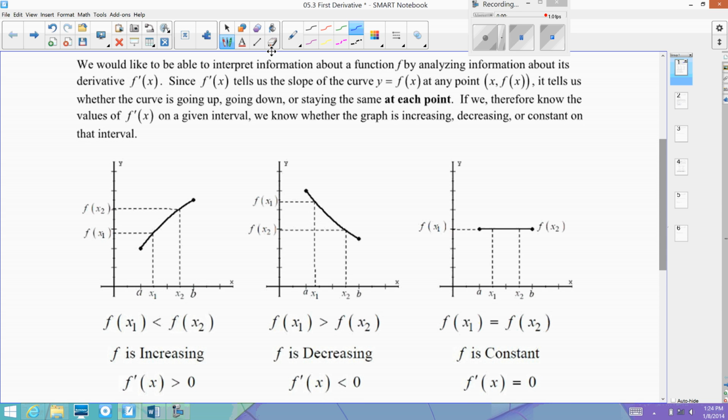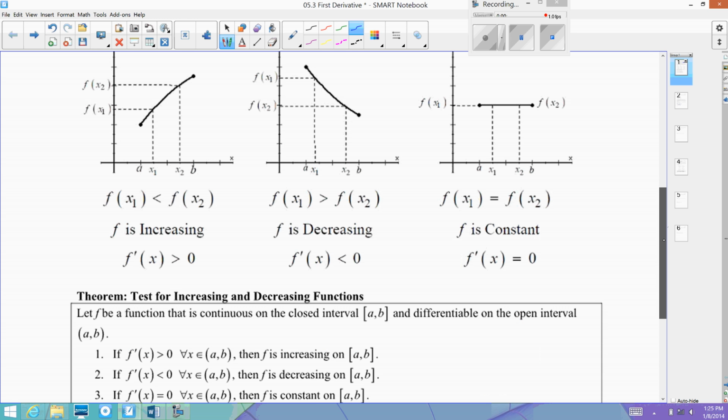All right, if you take a look at this first graph, this function is increasing. And if you analyze the derivative, or the slope, it is positive everywhere. All right, this function's decreasing, the slope is negative. And this function is constant, the slope is 0, okay? So we're going to be looking at how these two, the function and the derivative, are related.